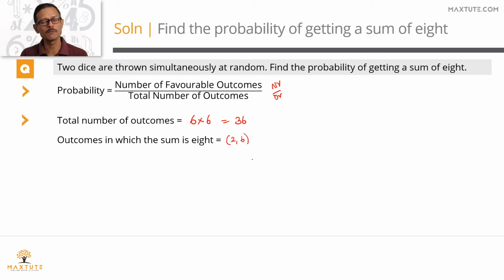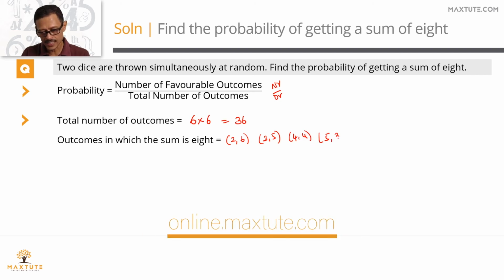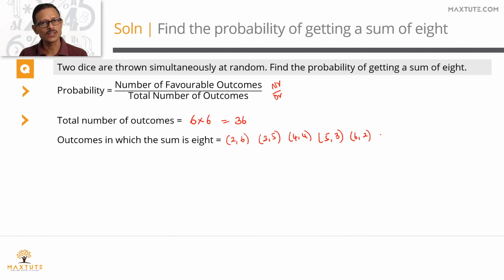2, 6 is one possible outcome. This is the outcome from the first die. This is the outcome from the second die. 3, 5 is the second possibility. Adds up to an 8. Both can show a 4. 4, 4 is an 8. First one could have shown a 5, the second one a 3. The first one a 6, and the second one a 2. That's all. These are all the possible outcomes.